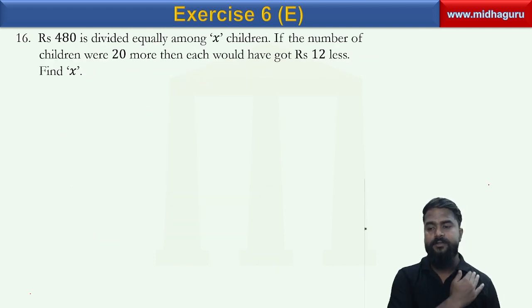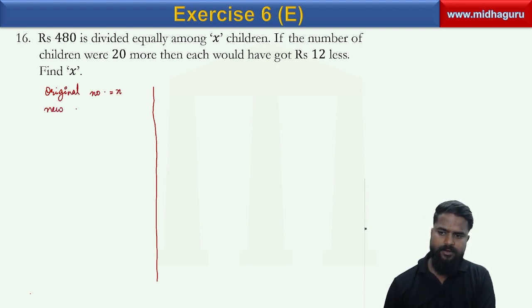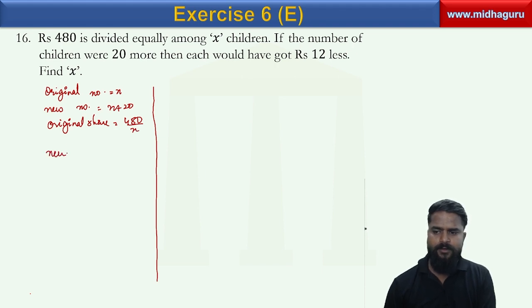So now the next question says rupees 480 is divided equally among x children. If the number of children were 20 more, then each would have got rupees 12 less. Find x. So the original number of children was x, and the new number according to the question would be x plus 20. So the original share of each kid would have been 480 by x. Now the new share for each of them is 480 by x plus 20.